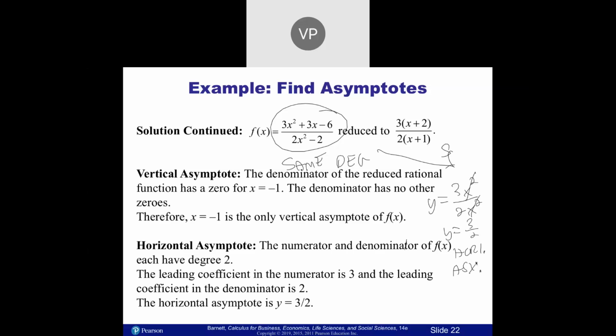So remember, this only works if you have the exact same degree on the top and bottom. If they do, you essentially cancel everything out except for the two coefficients, the numbers in front of them, the 3 and the 2. That's going to be your horizontal asymptote. So that's one of your tricks to finding those.